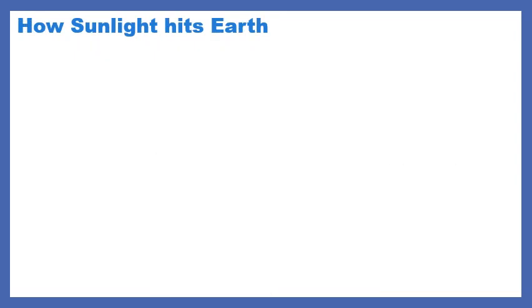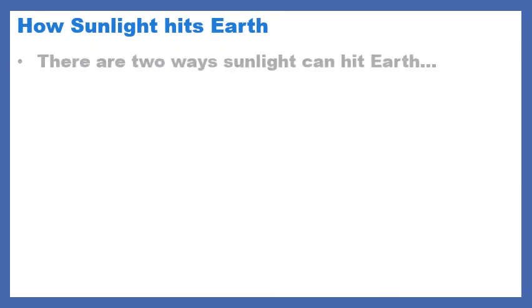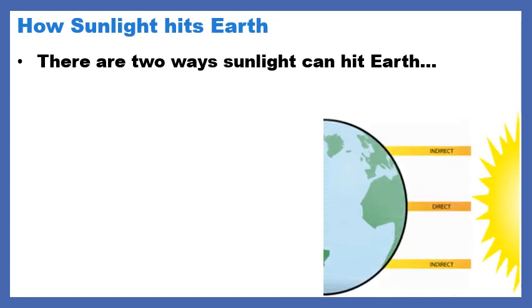All right, moving on to how sunlight hits Earth. So there are 2 ways that sunlight can hit Earth. It can hit it spot on, right on target, or a little off target, and we have specific science words that we're going to call that. Do you remember what they are? It is directly and indirectly. Directly means it hits spot on. Indirectly means that it's a little off target.